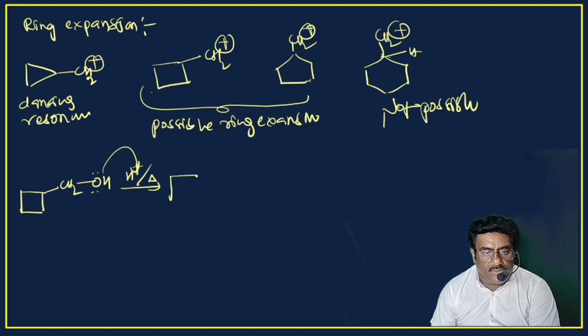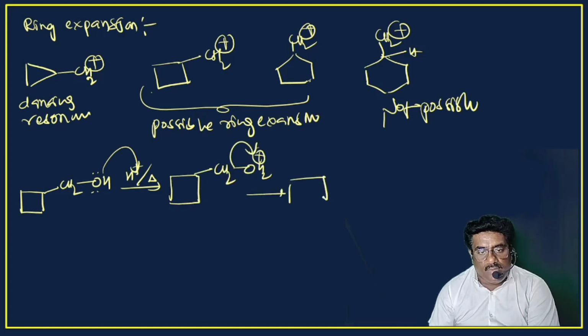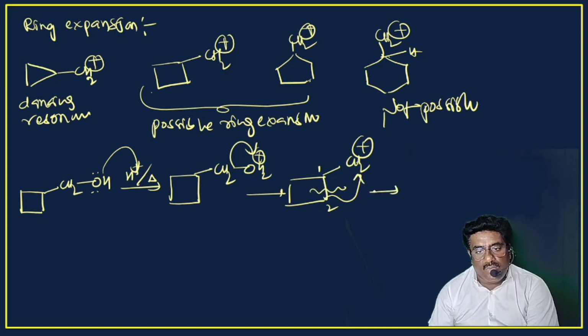Protonated. So same as before, CH2OH2+ loses water to form a carbocation. Yes, a 4-membered ring with the CH2+. It is the first position, it is the second position. The 1 and 2 positions are breaking and the second position is attached with the carbocation. So the first position gets the positive charge.